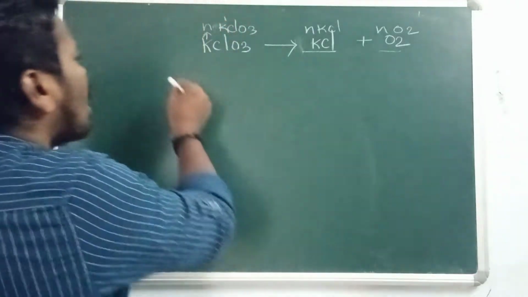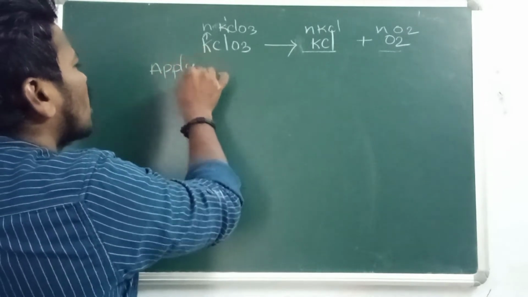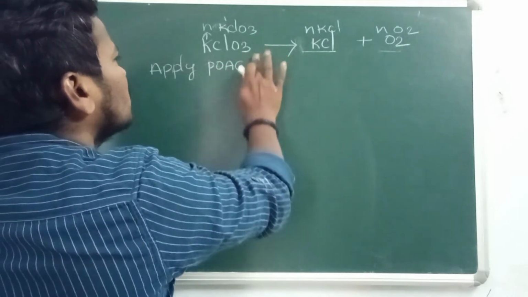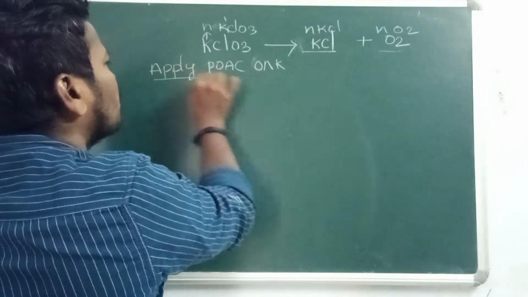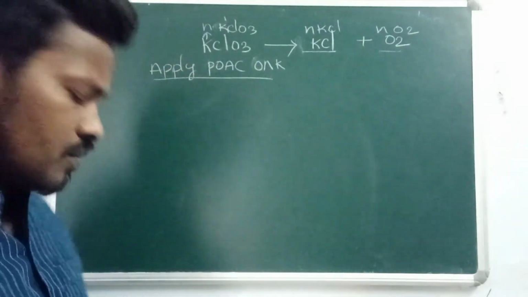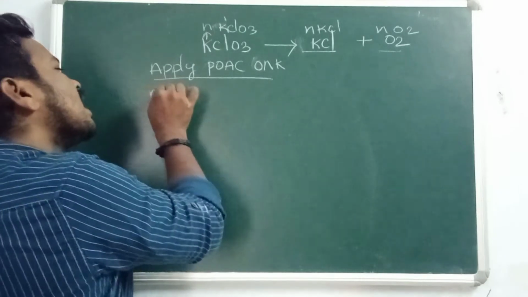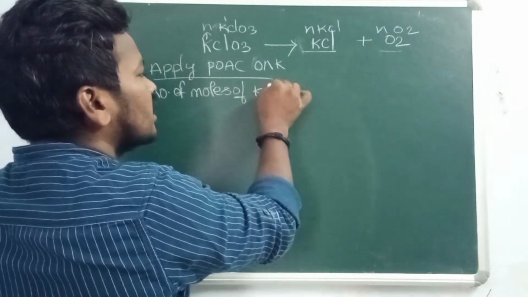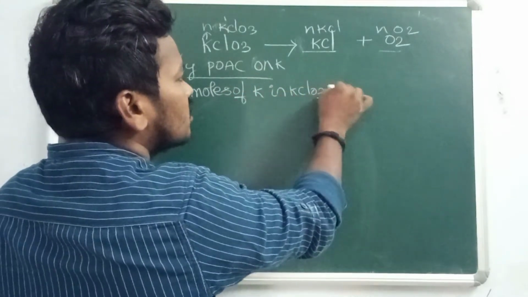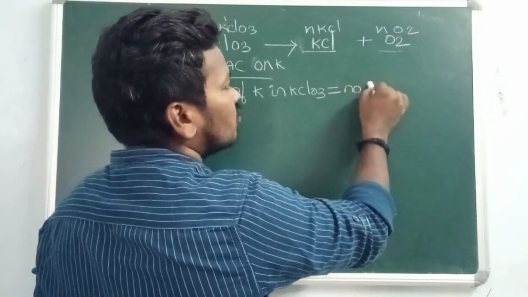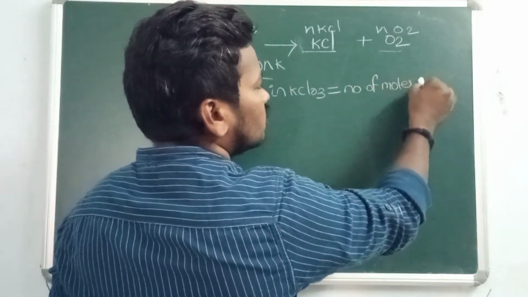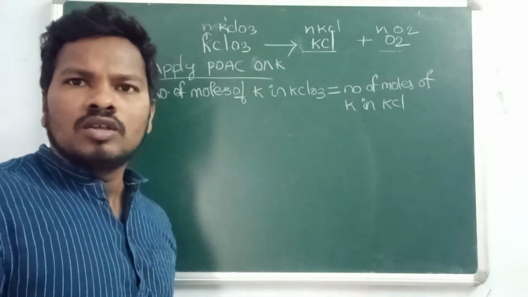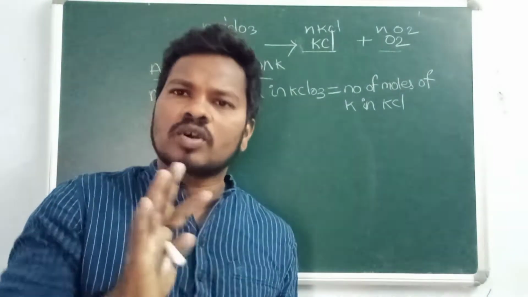Now you can see, apply POAC on potassium, on both sides, reactant side and product side. Number of moles of potassium in KClO3 is equal to number of moles of potassium in KCl. So atoms are conserved in the sense that the number of moles is also conserved.